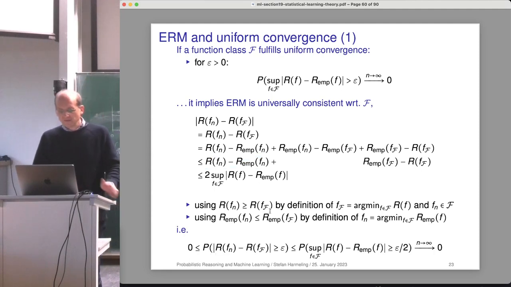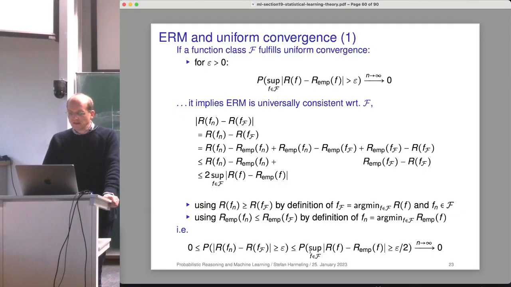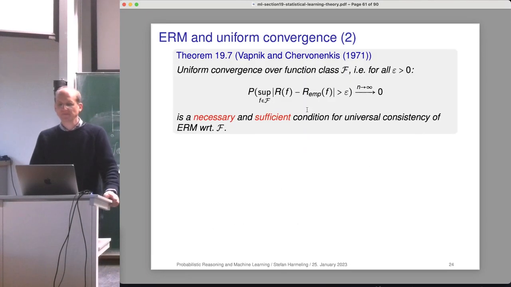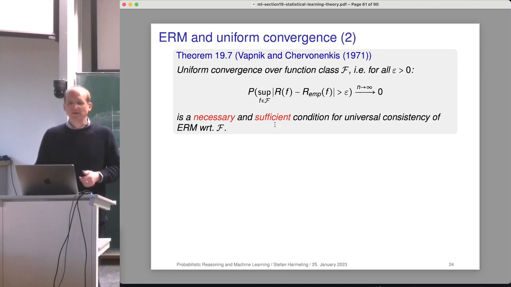So we've seen that this probability, the one that we want to bound, is greater or equal to zero and then less than or equal to the probability where we now replace it following from this inequality. And this goes to zero because of our uniform convergence. So we've shown that if we have uniform convergence, this implies that ERM is universally consistent with respect to F. However, there's a much stronger result that shows that it's a necessary and sufficient condition. So it's really an if and only if, where I don't show the other direction now. And it's a result from 1971, so it's already quite old. People have been thinking about this question for a long time.